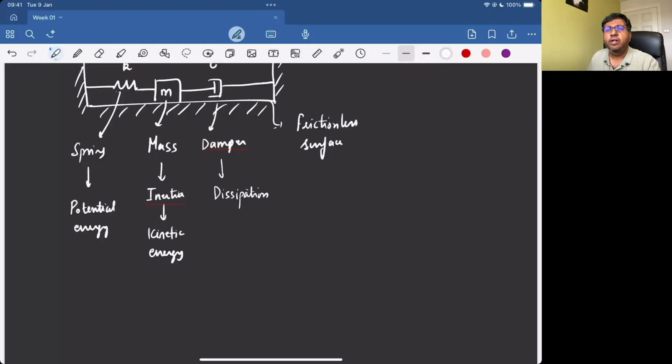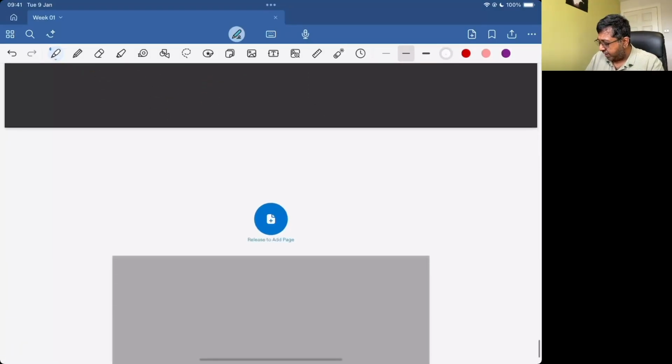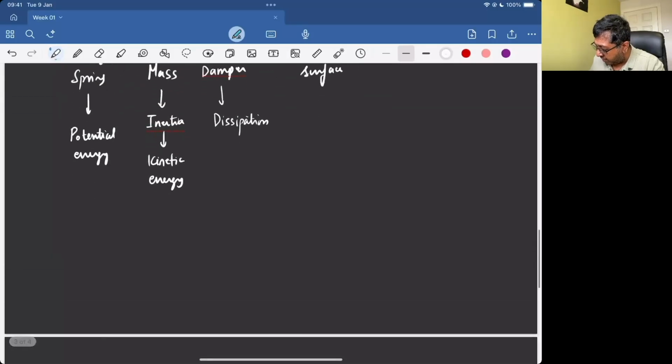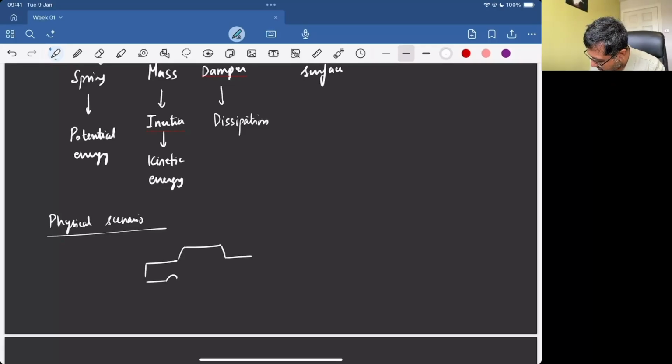Okay. So these are, let's say, our three most fundamental elements that we will be using again and again. Let's start with a very simple physical scenario, which you might have already done in class. Let's say we have some kind of a car, and this car is going on a very bumpy road.